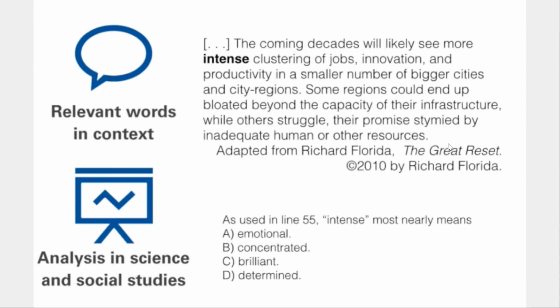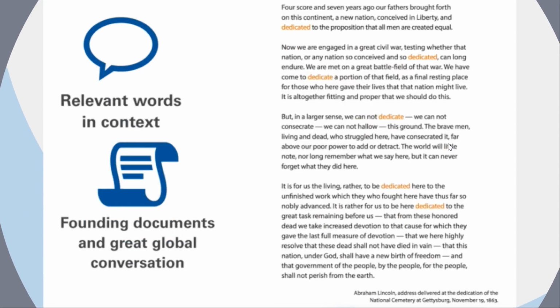Okay. Relevant words in context and analysis in science and social studies. So these questions are a way to show how there are different categories related to specific questions. Right? So this question has to do with relevant words in context and analysis in science and social studies. These question types cross over multiple categories. And of course, as you go through these questions with the class, it will also show you the answers, right? So you don't have to be an expert and know all the answers yourself.